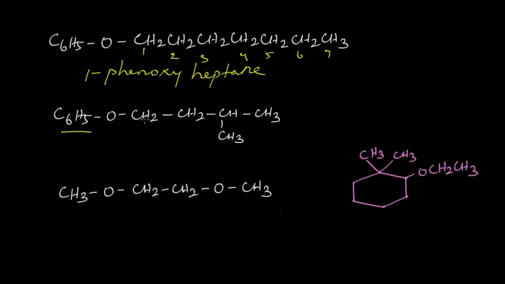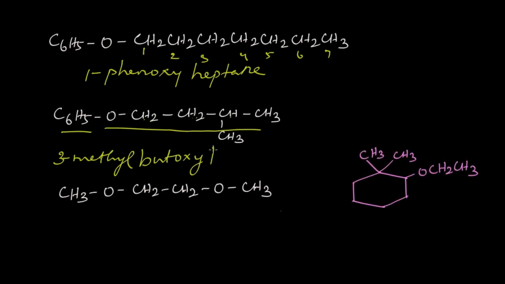The second one is, this is benzene. Here 1, 2, 3, 4 carbons are there in the straight chain. So this is butoxy, the parent is benzene. In this one, 1, 2, 3, to the third carbon, a methyl group is attached. So 3-methyl butoxy, and benzene is the parent one. So the IUPAC name is 3-methylbutoxybenzene.